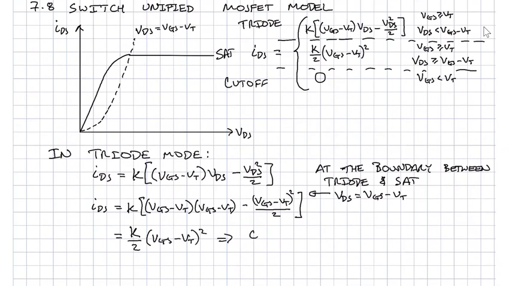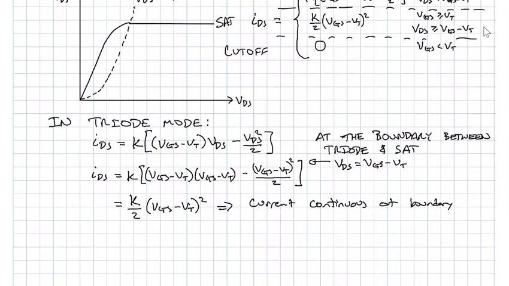This says that the current is continuous at the boundary, which is a good thing. That tells us we do have a unified model that can predict that drain source current over that full range of MOSFET operation. But the other one we might want to look at is the effective resistance of the MOSFET.